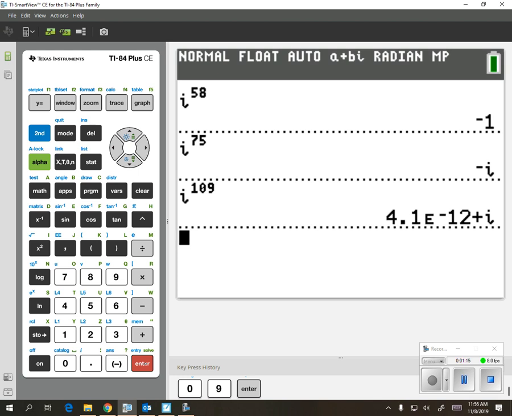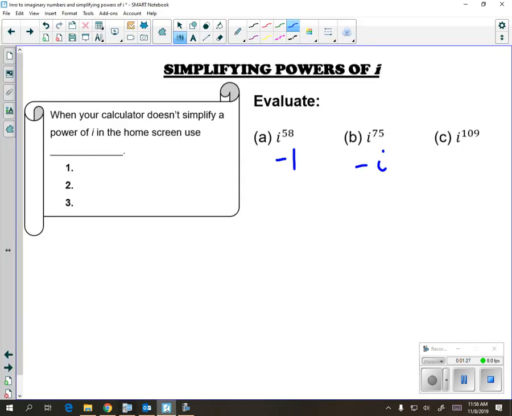So the thing is, your calculator can simplify small powers of I. It can't simplify large powers of I. So instead, we need to use another function on that calculator, which is called IPART. And in order to get to IPART, you're going to hit Math, scroll over to Number, and you're going to choose whatever one IPART is.